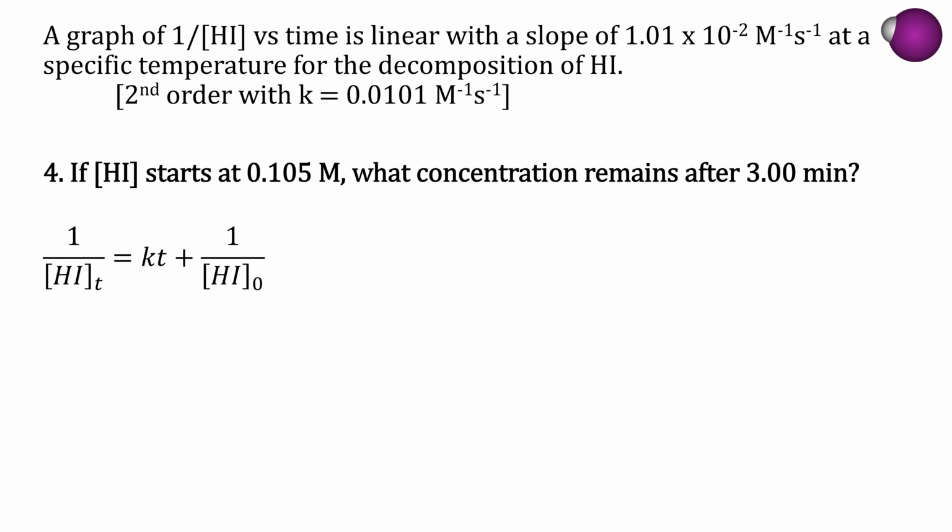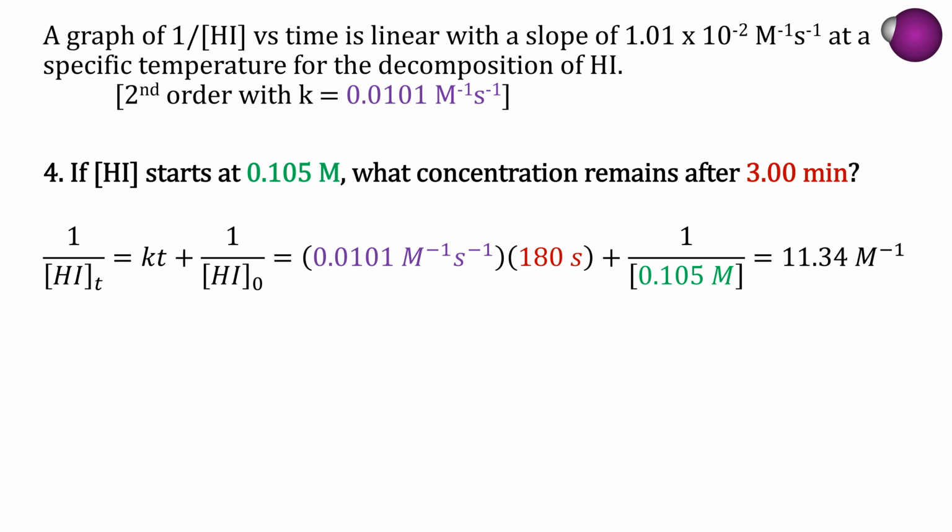For the fourth problem, if our HI concentration starts at 0.105 molarity, what concentration remains after 3 minutes? To solve this, we will again use the integrated rate law for the second order reaction. When we plug in the values that we know, our rate constant and our time in seconds to match the units on our rate constant, and then we add 1 over the initial HI concentration of 0.105 molarity, we find that 1 over HI at time t is equal to 11.34 inverse molarity.